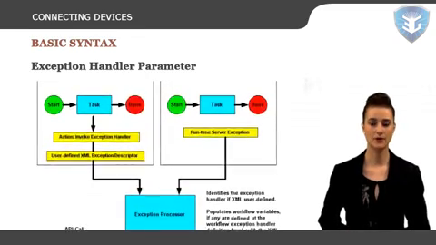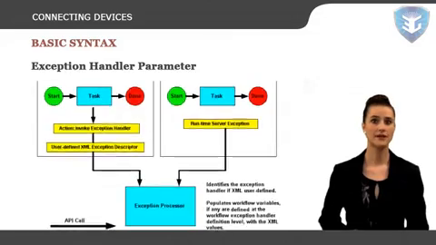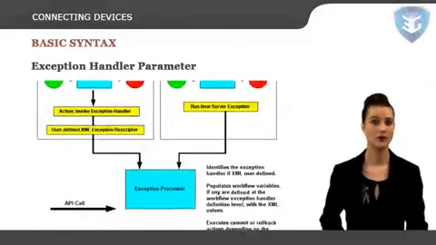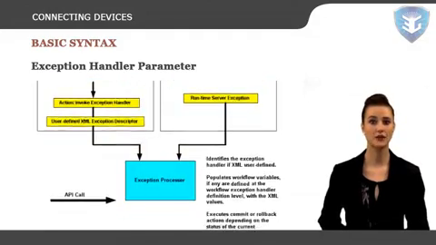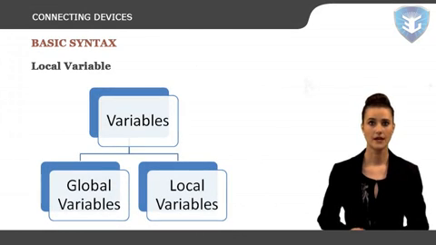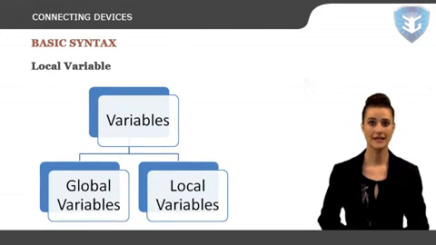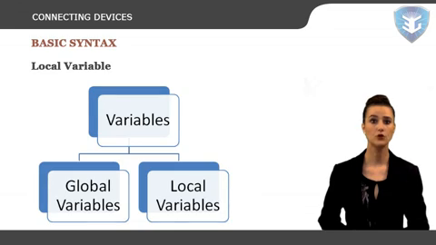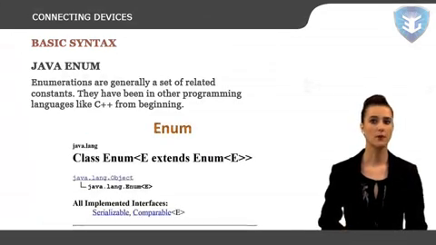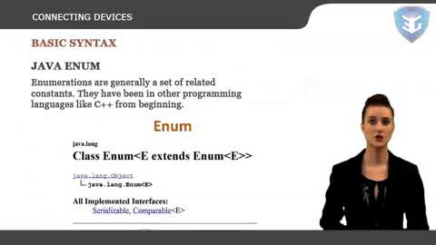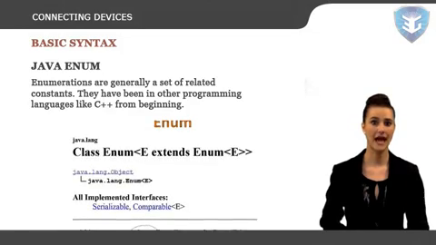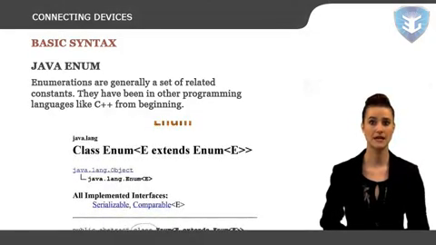Exception handler parameter. Java variables that are declared in the catch clause of a Java exception handling mechanism. Whenever a Java exception is caught, an exception handler parameter variable is created. Local variable. Java variables that are declared in a block inside a Java method or for loop are called Java local variables. Now we will know about Java enum. Enumerations are generally a set of related constants. They have been in other programming languages like C++ from the beginning.